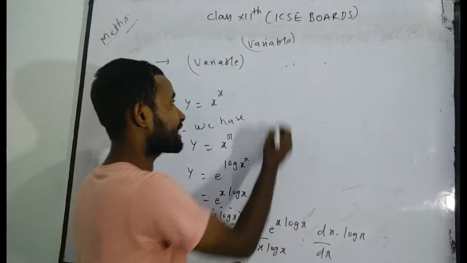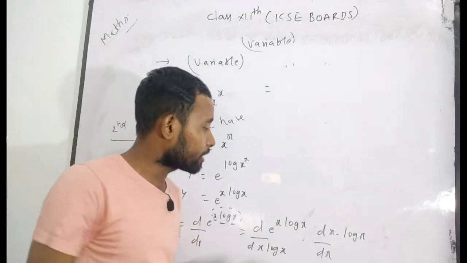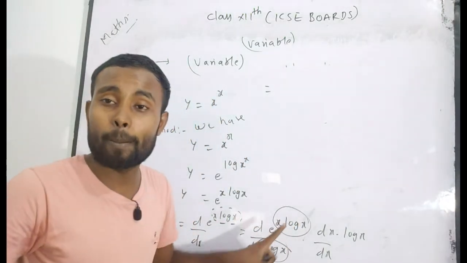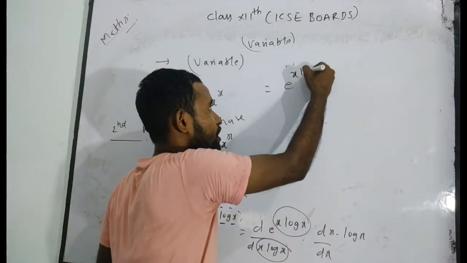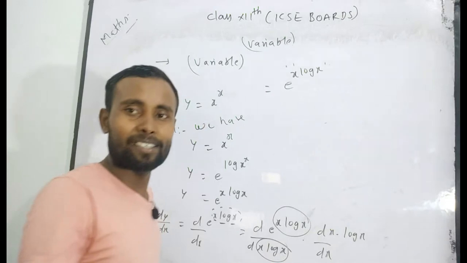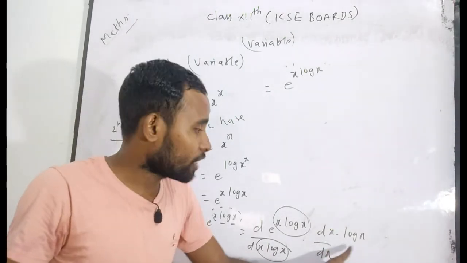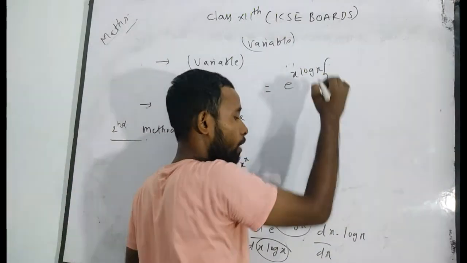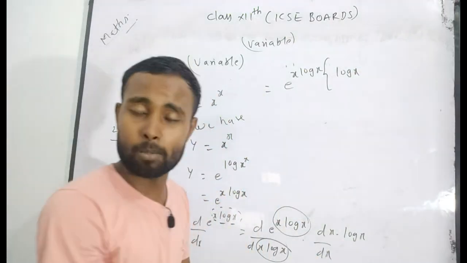Now, in the second step, the derivative of e to the power something, suppose this is p, then the derivative of e to the power p with respect to p will be e to the power p. So it will be e to the power x into log x. Now you have to differentiate x into log x. It is just a product rule. Firstly take log x out and differentiate x with respect to x, it will be 1.